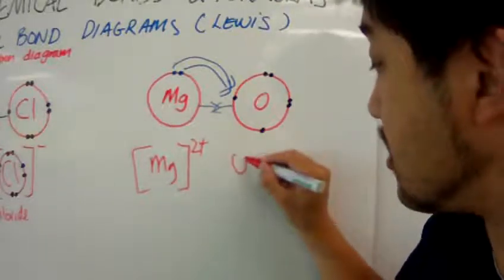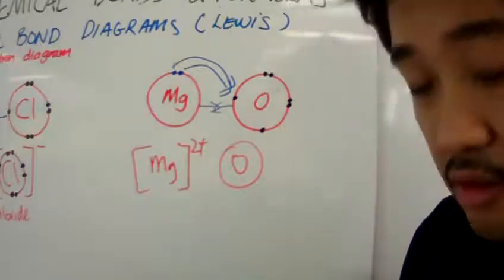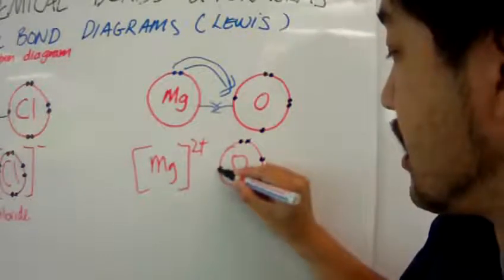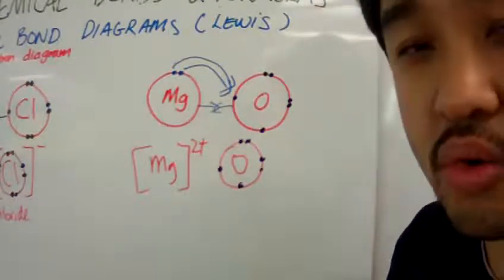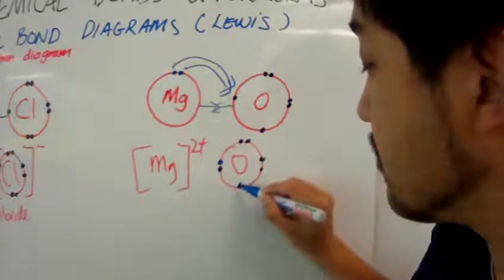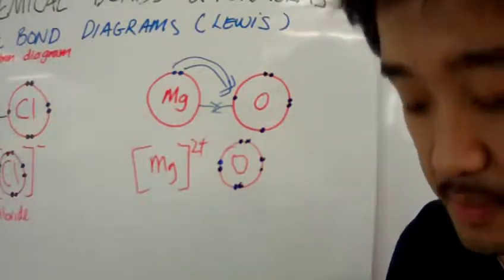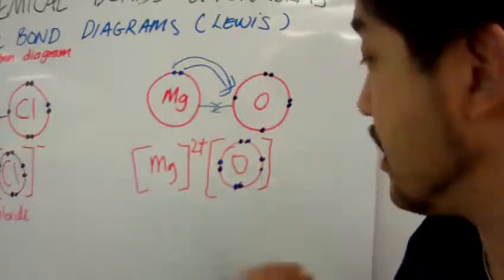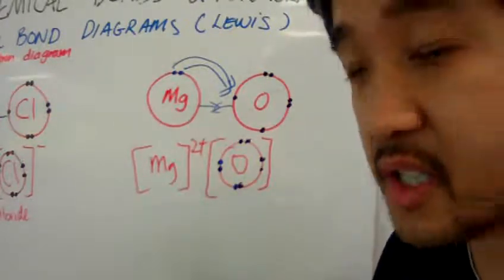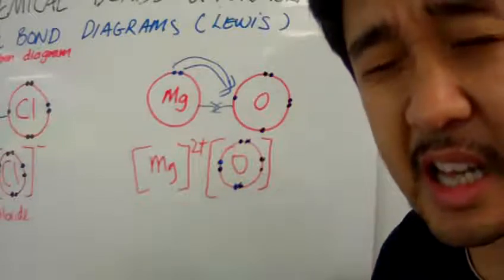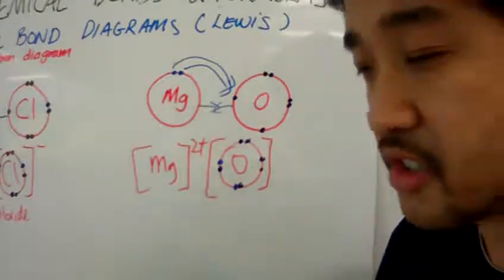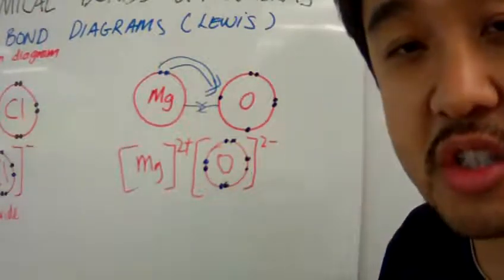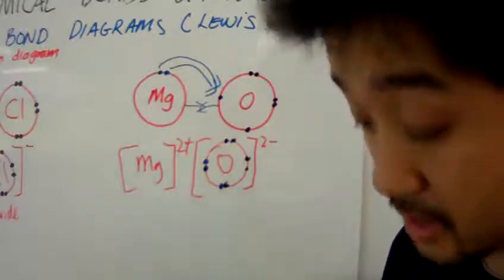What about oxygen? Well, oxygen originally had 6 valence electrons, and it received 2 of the electrons from magnesium, and so now it's become charged. So we represent that by drawing the brackets. And how much was the charge of this oxide now? The oxide, which is the ion of oxygen, has 2 extra electrons, and electrons carry a negative charge, so the charge of this oxide is 2-.